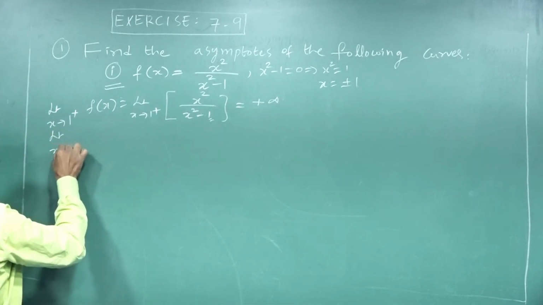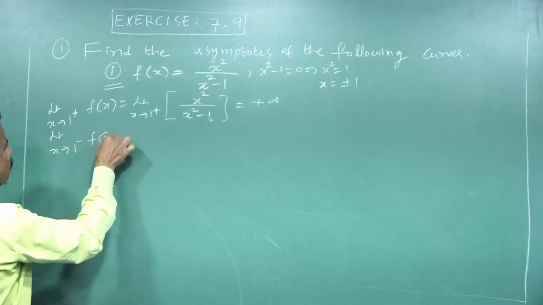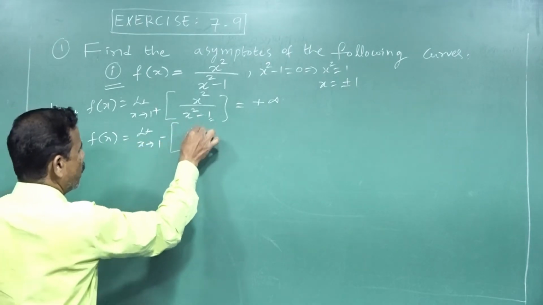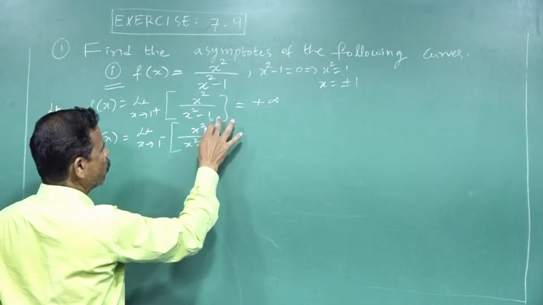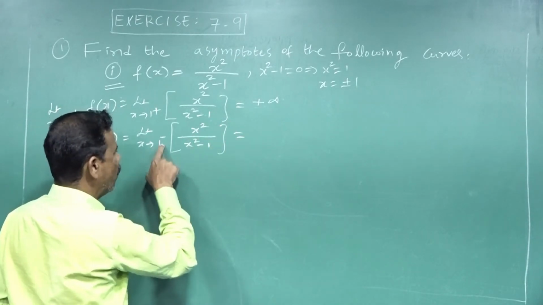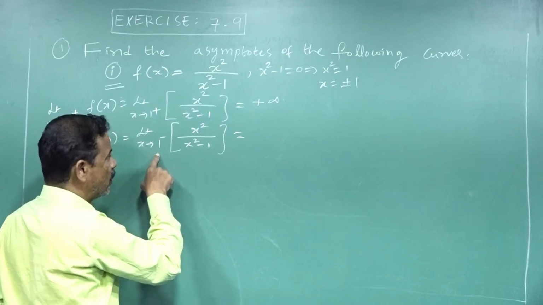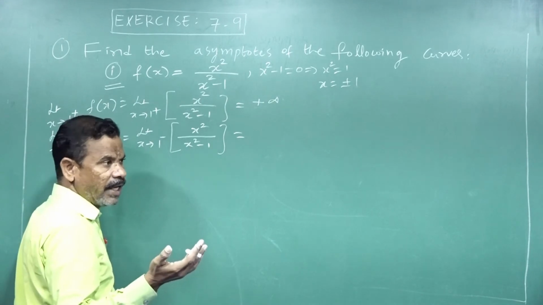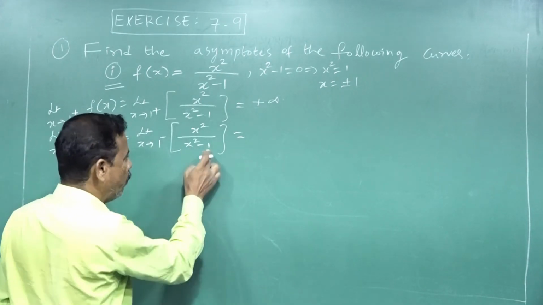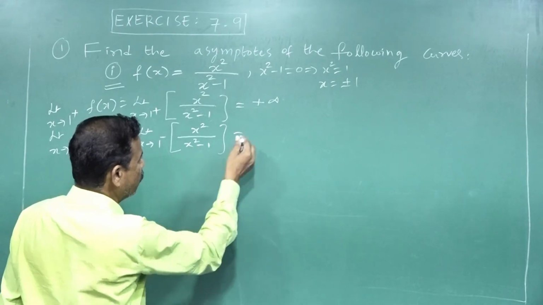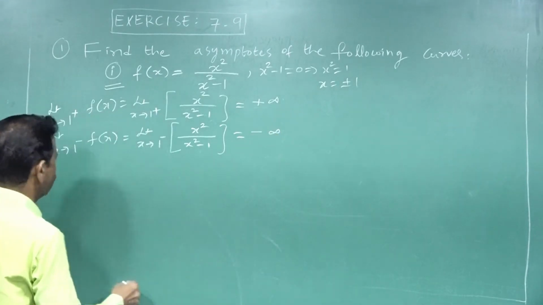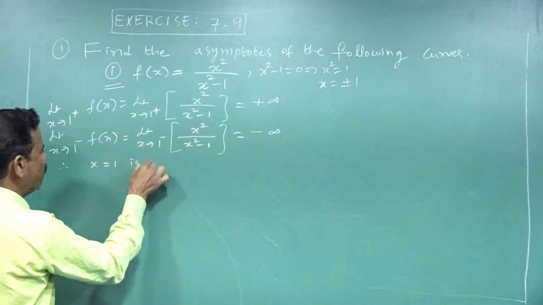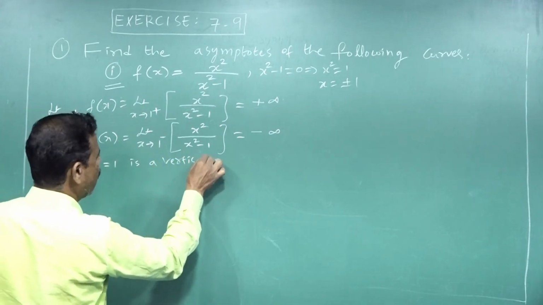After that, the limit as x tends to 1 minus of f of x, x square by x square minus 1. Here 1 minus is less than 1, like 0.9. So 0.9 square is 0.81, which is below 1. Negative is coming here, so it is negative infinity. Therefore, x is equal to 1 is a vertical asymptote.